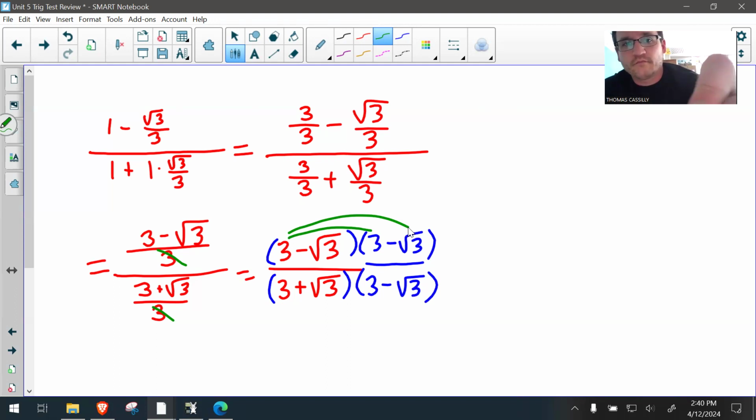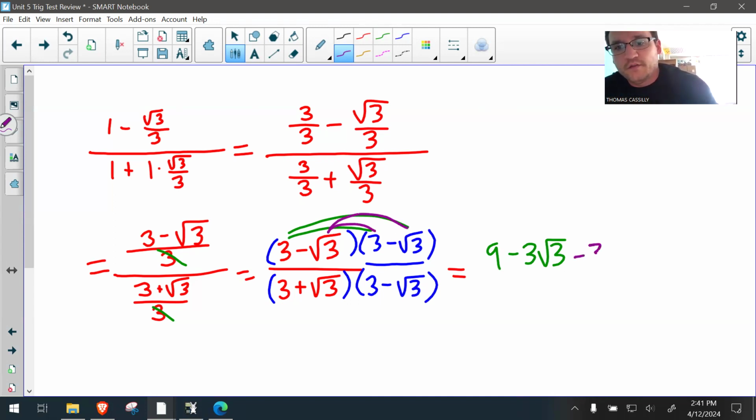So on top, your fraction is going to look like this. 3 times 3 is 9. 3 times negative square root of 3 is negative 3 root 3. Right? Then we need to multiply the negative radical 3 to both things. So that's minus 3 root 3 again, and then plus a normal 3. Right? So that's what the entire top turns into.